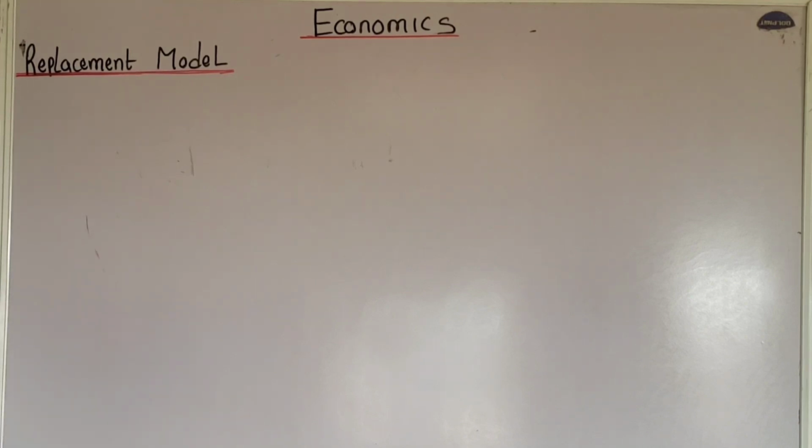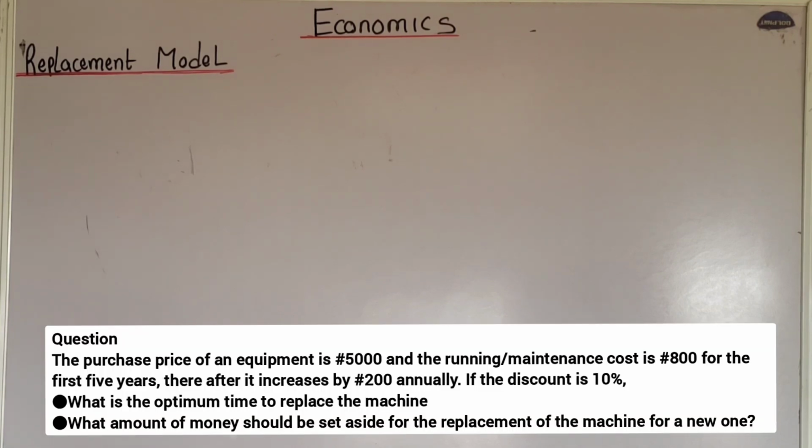So let's look at a worked example in an attempt to help us understand these concepts. The purchase price of an equipment is 5,000 naira. The running and maintenance cost is 800 naira per annum for the first 5 years, thereafter increasing by 200 naira annually. If the discount rate is 10%, what is the optimum time to replace the machine? That's the first question. The second question: what amount of money should be set aside each year for the replacement of the machine with a new one?